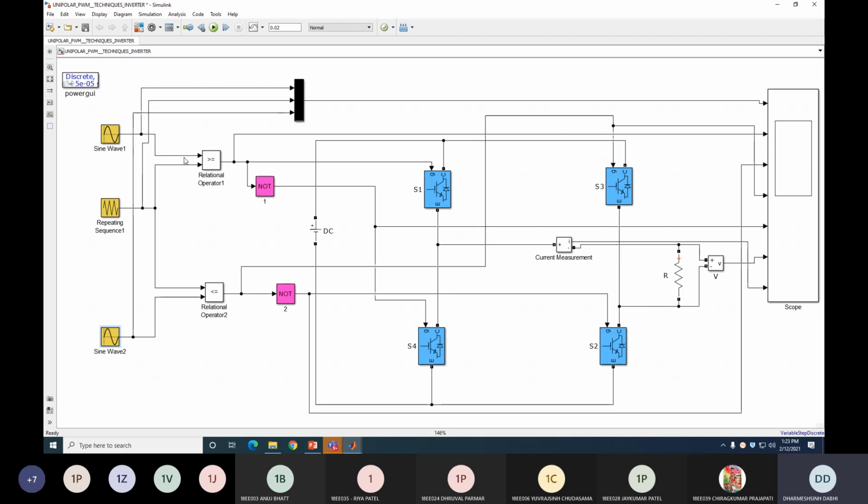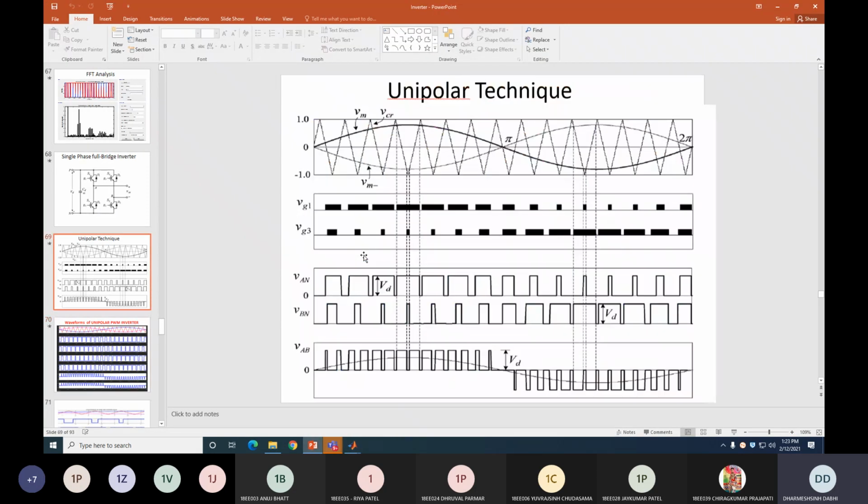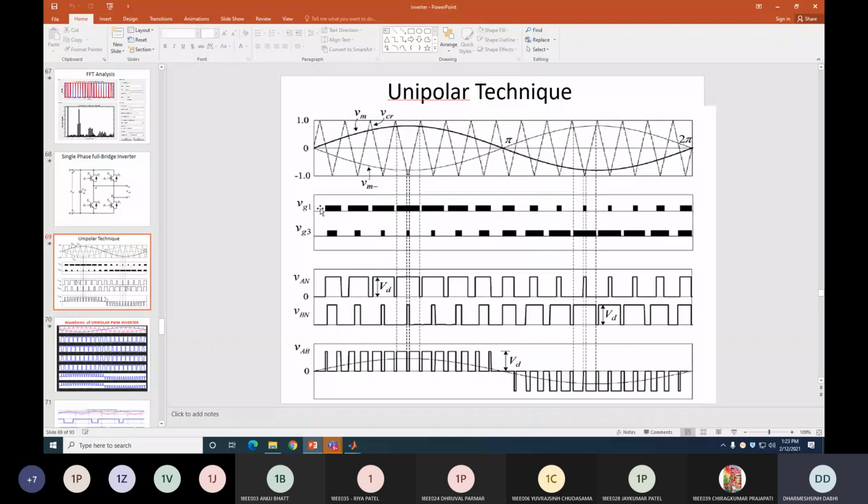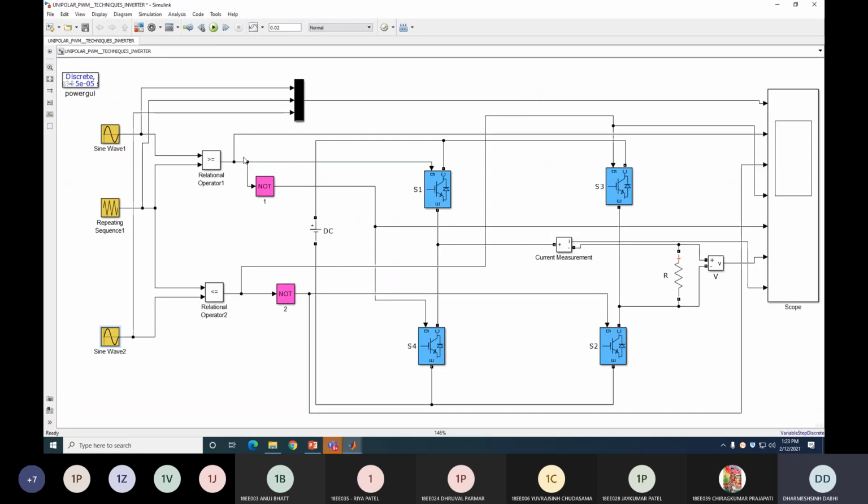So it compares both inputs, and the relational operator is greater than or equal to. It means when the sine wave is greater than the triangle wave, at that time it generates the gate pulse that we call VG1, and that is applied to only and only switch number 1. As you can see here in this theory, this VG1 is for only S1 when your reference is greater than this triangle. So this gate pulse is VG1 and the exactly complementary one is applied to switch number 4.